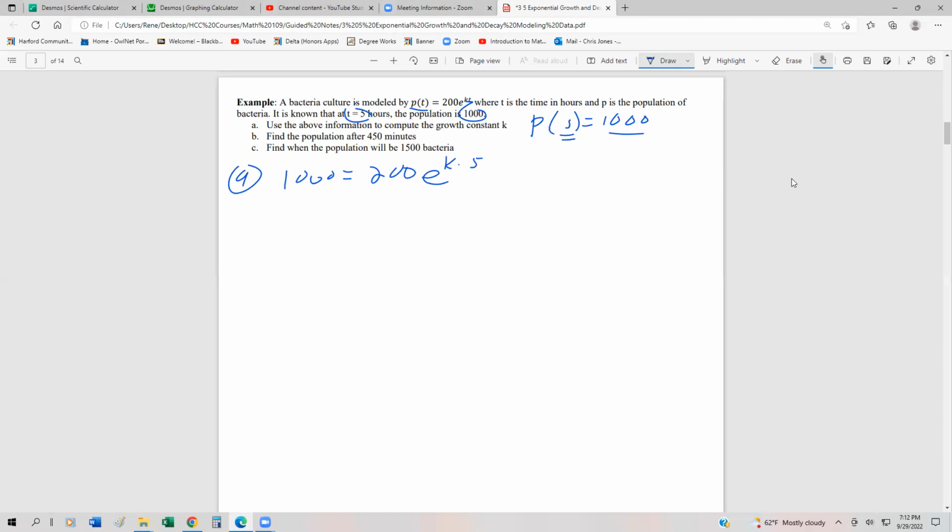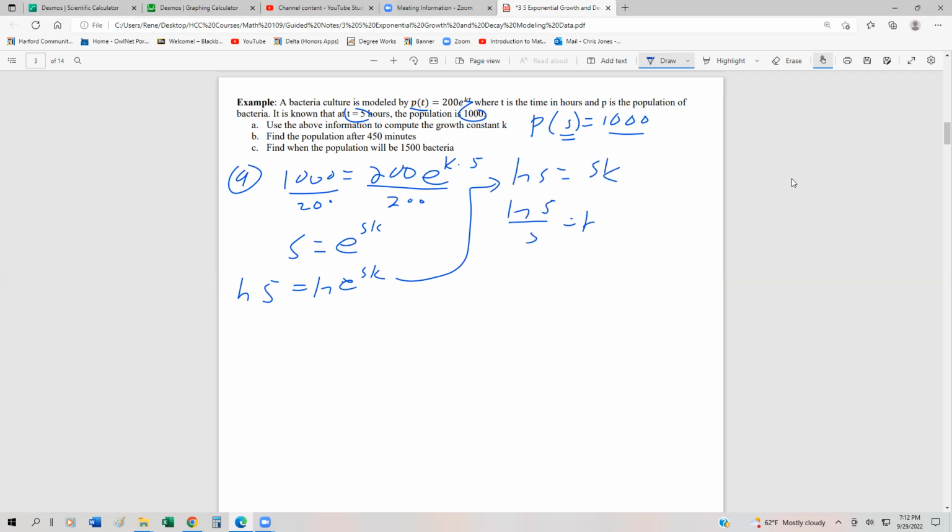Now, you might remember in the last video, we could solve easily by dividing both sides by 200. So this is just an exponential equation. We divide by 200, and so we get 5 is equal to e to the 5k. Remember, e and ln undo each other, so I'm going to take the natural log of both sides. So ln of 5 equals ln of e to the 5k. And that means that ln of 5 is equal to 5k, or ln 5 over 5 equals k.